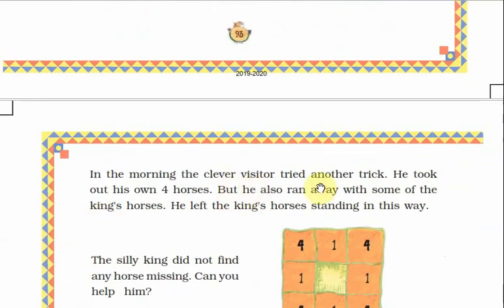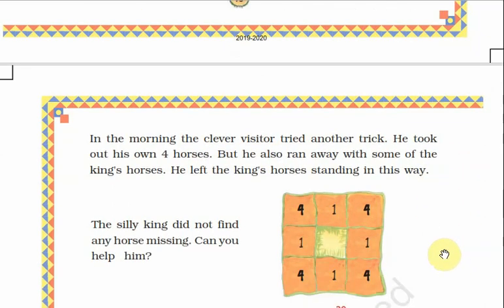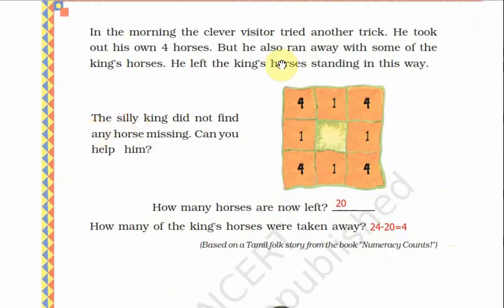In the morning, the clever visitor tried another trick. So what happened in the morning? The visitor was very clever and he tried another trick. He took out his own 4 horses, but he also ran away with some of the king's horses. He left the king's horses standing in this way. The visitor will leave in the morning. So while leaving, he took his 4 horses which he brought. But when he went, he took some more horses of the king also.